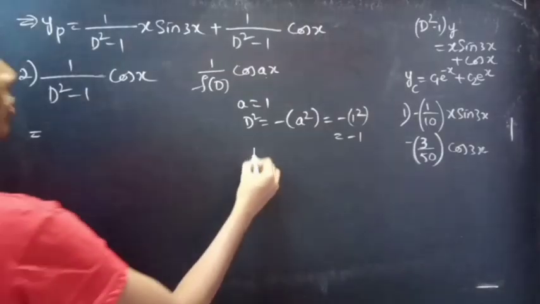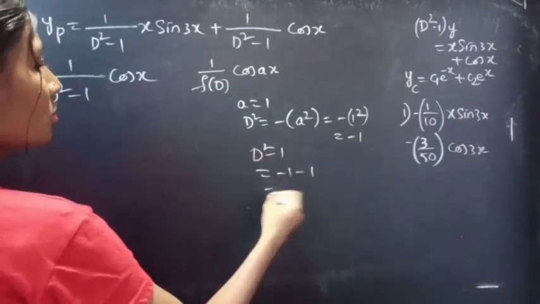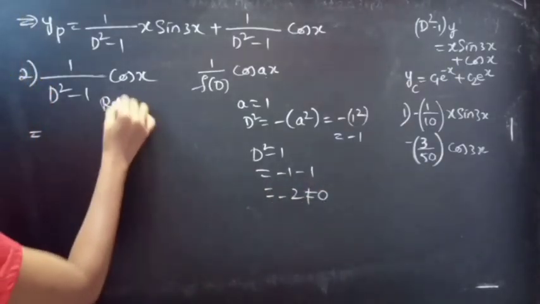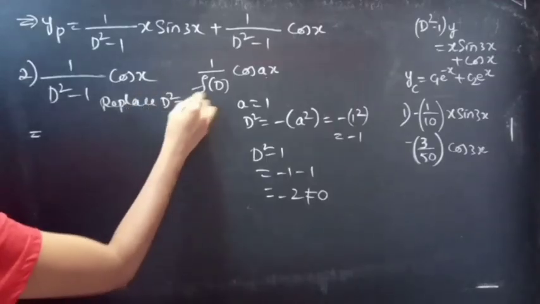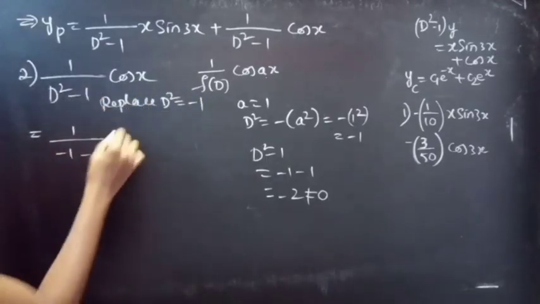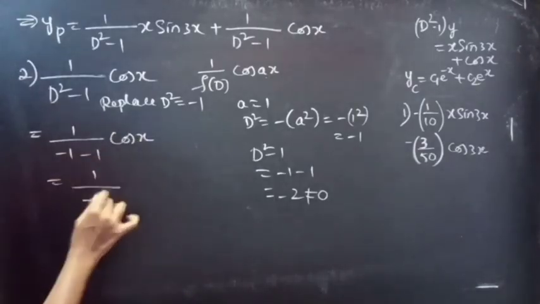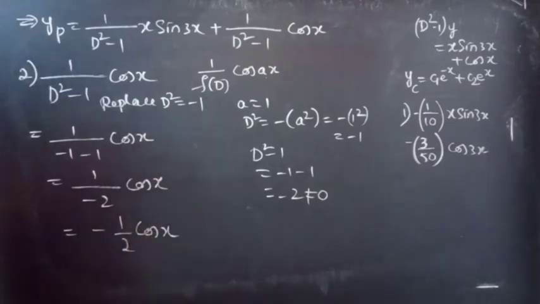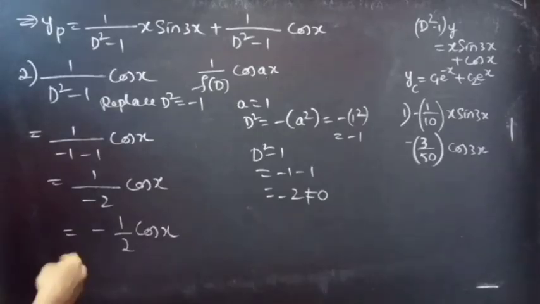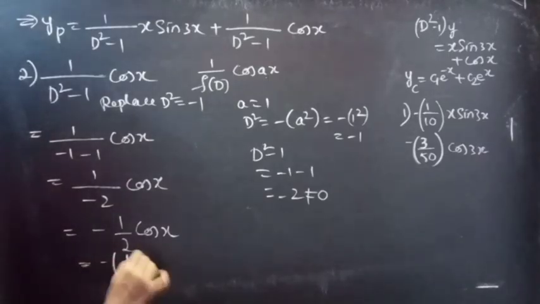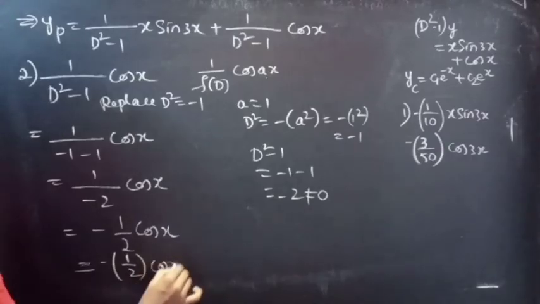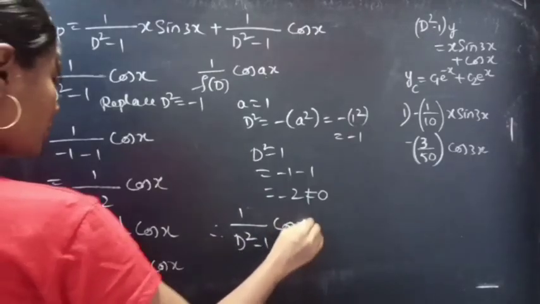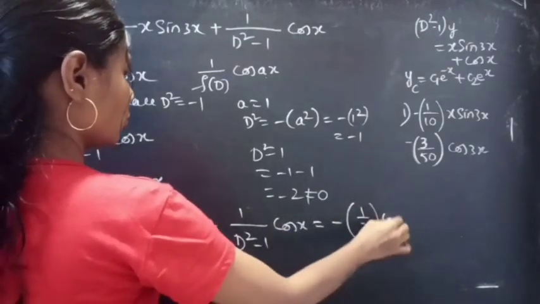So if we replace D square by minus 1, we get minus 1 minus 1, which is minus 2, which is non-zero, right? So we can replace D square by minus 1. Then this becomes 1 by minus 2 into cos x, which equals minus 1 by 2 cos x. Therefore, 1 by D square minus 1 into cos x is minus of 1 by 2 cos x.